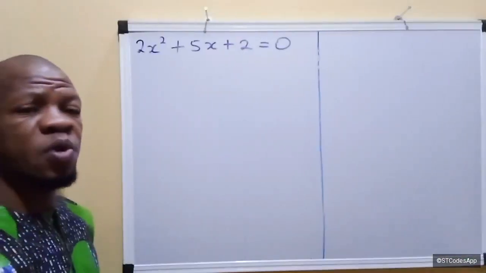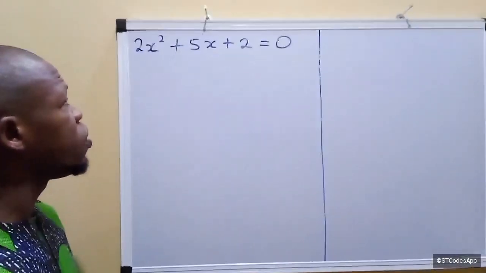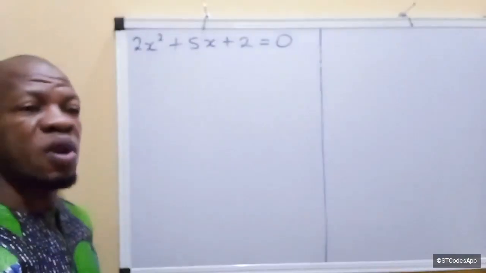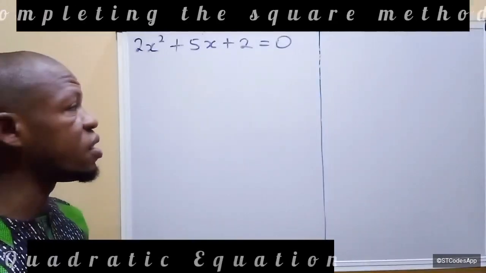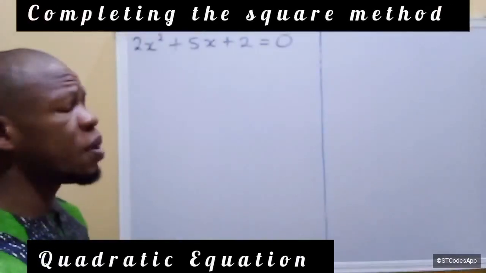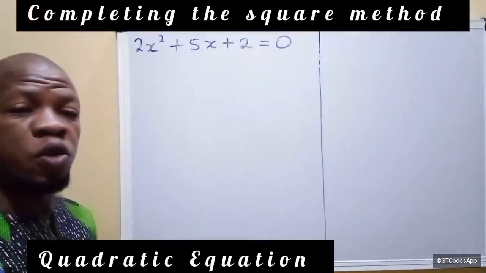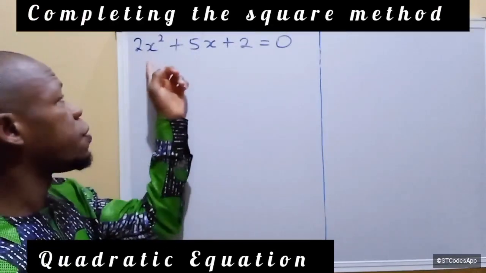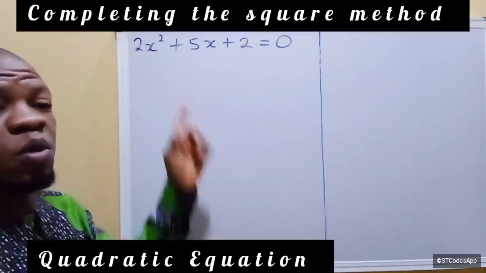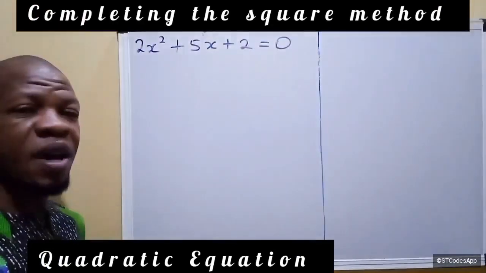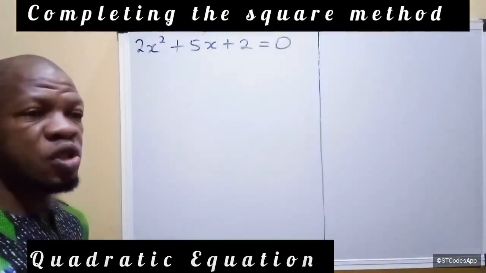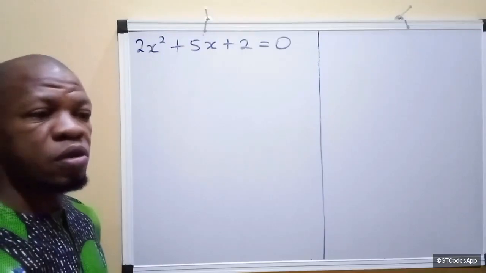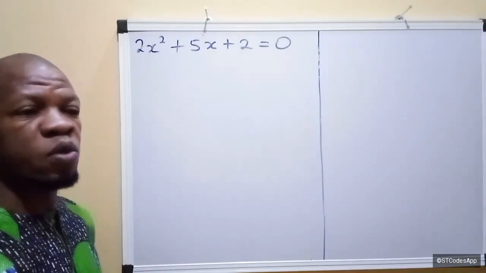Okay my viewers, this is the problem we have to solve for today. It says 2x squared plus 5x plus 2 equal to 0. We are solving this problem using the completing the square method. And to solve a problem using the completing the square method, we must ensure that the coefficient of the first term, which is of degree 2, remember in the last class I told you that an equation whose highest power is of degree 2 is a quadratic equation.